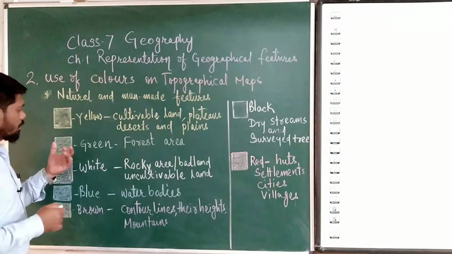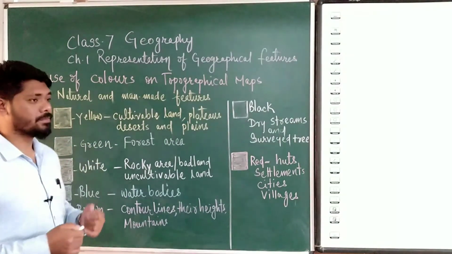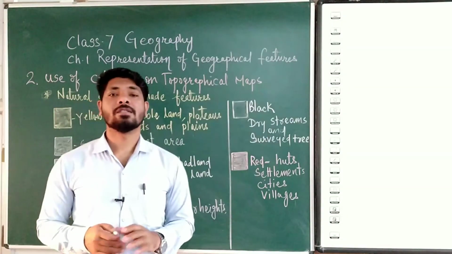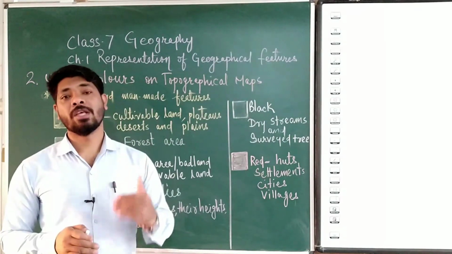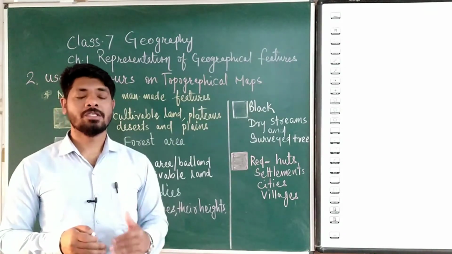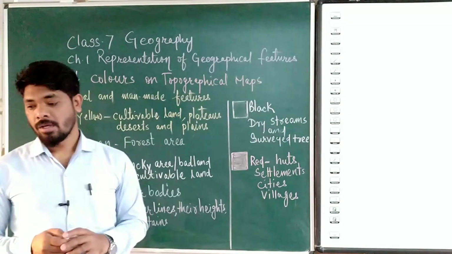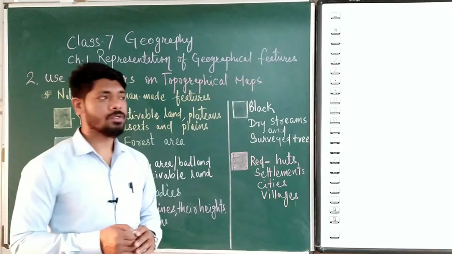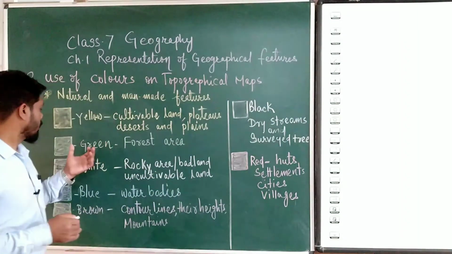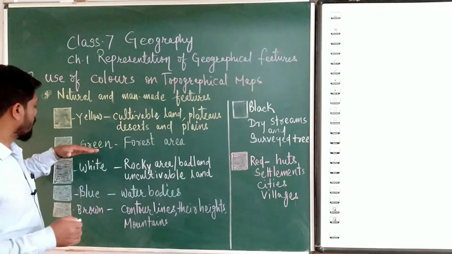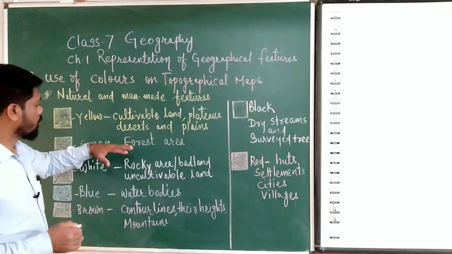If it is colored with green, you would understand that the area is covered with forest, vegetation. There are lowland areas. So green color will represent or mean forest area.